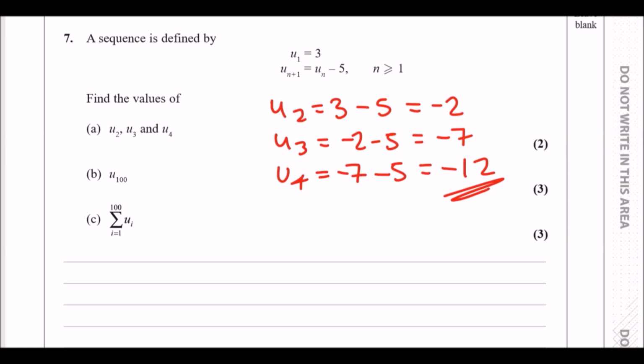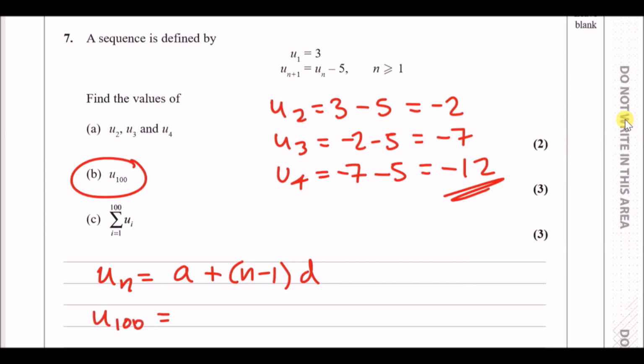Now for part B, it uses a slightly different trick. To find the value of u100, let's go back to some of the formulas we know. We know that for an arithmetic series, un is always going to be the first term a plus n minus 1 times a common difference d. This is a standard formula. We want to find u100, so this is going to be the 100th term equals the first term. What is the first term in this case? It's going to be the sequence from u1.